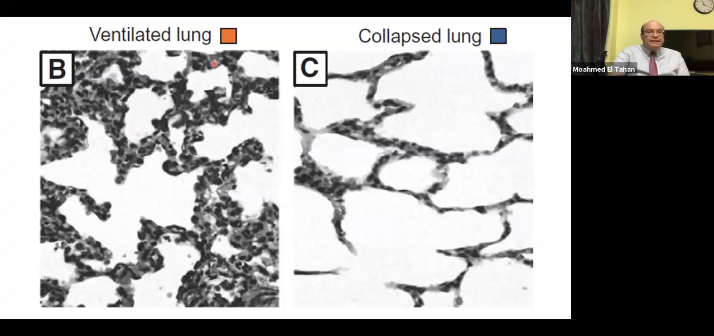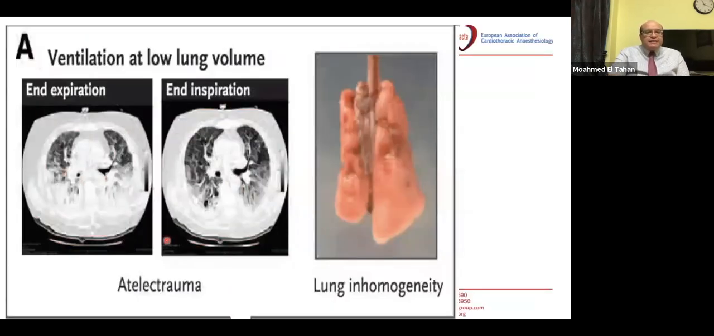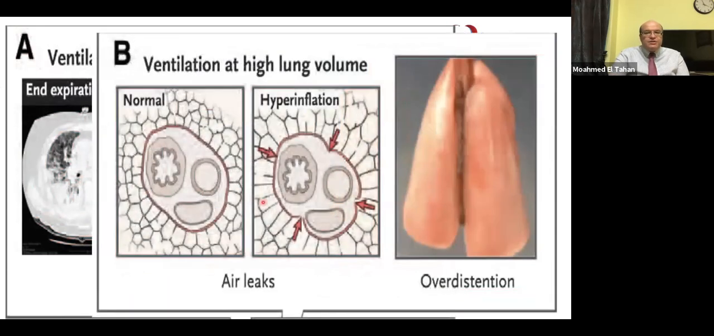So we have a ventilated lung, which could be injured; you can see how many inflammatory cells are infiltrating the alveoli in the ventilated lung, whereas in the collapsed lung there are few inflammatory cells. So we are injuring or hurting the patient's healthy, non-surgical lung. This is secondary to atelectrauma, when you are not using good ventilation, leading to atelectasis, or secondary to ventilation at a high volume, causing barotrauma and overdistension with release of inflammatory cytokines and inflammatory cells.